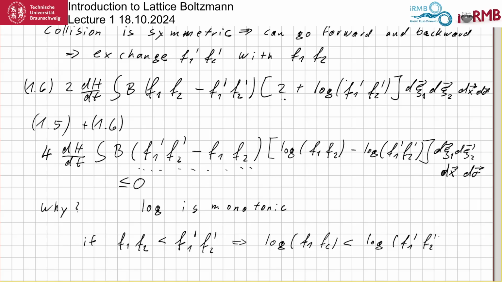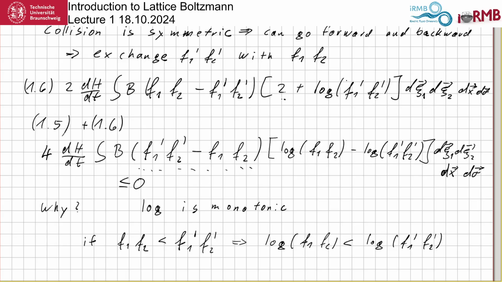Now here's the funny observation. Back here we have the opposite. We have the difference between dashed and non-dashed populations, and here we have the difference between the logarithm of non-dashed and dashed, right? So whenever the left side is negative, due to the monotonicity of the logarithm, the right side will be positive. Whenever this is positive, the other one will be negative. So the entire thing can either be 0 or negative.